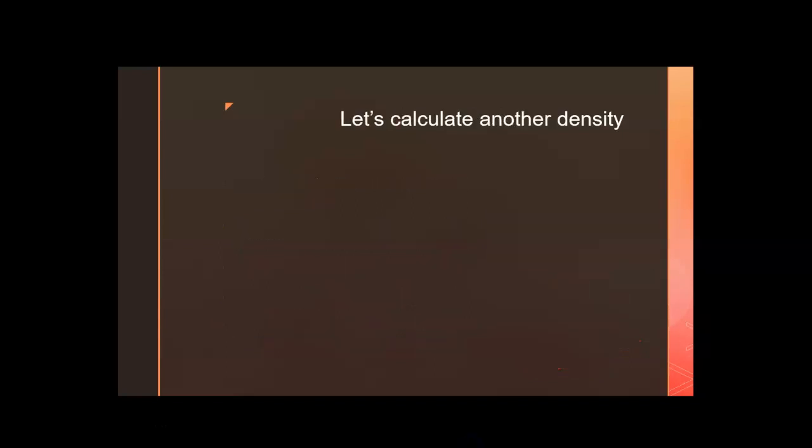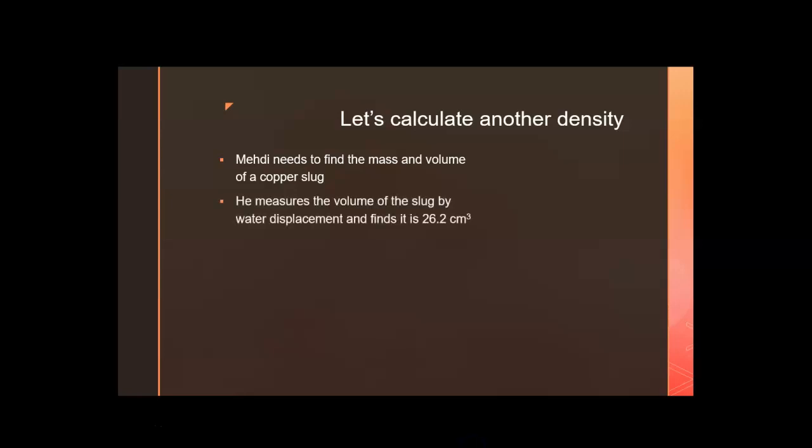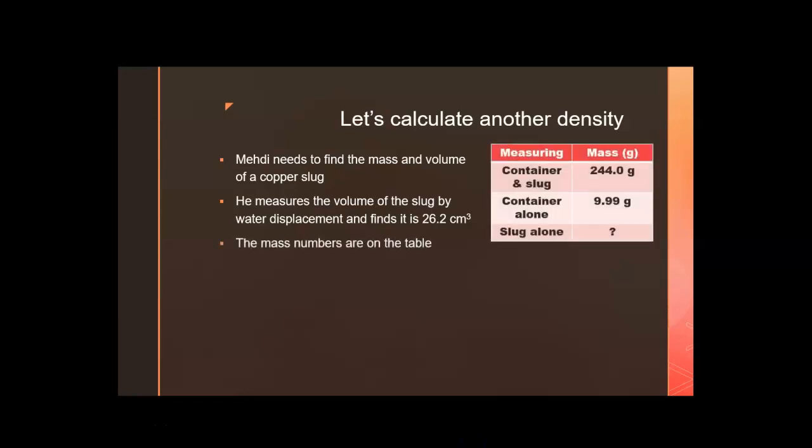Let's calculate another density that maybe has a little bit more math to it. Mehdi needs to find the mass and volume of a copper slug so he can calculate the density. He measures the volume of the slug by water displacement and finds it's 26.2 cubic centimeters. The mass numbers you see here are on the table on the right. So calculate the mass of the slug and then calculate the density of this copper slug. Turn the video off, and then when you're through with your calculations, you can turn it back on and check your work.